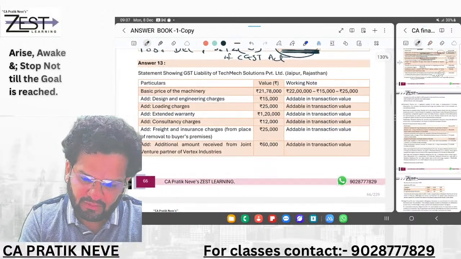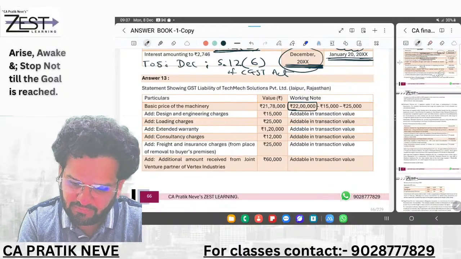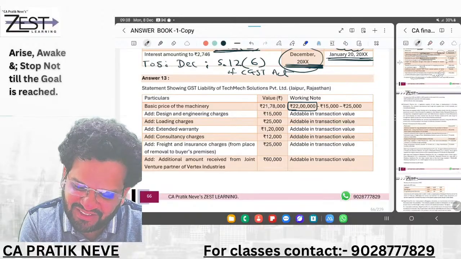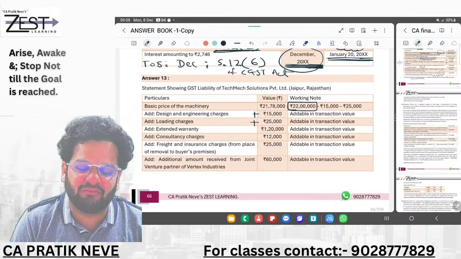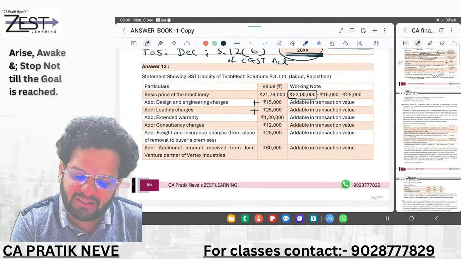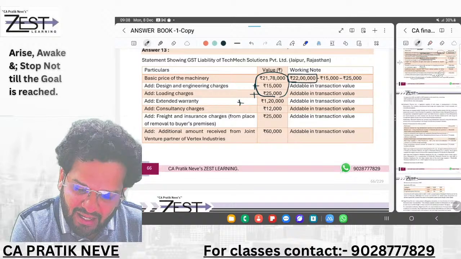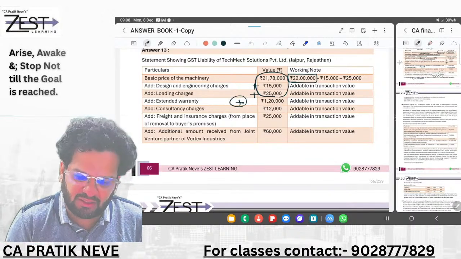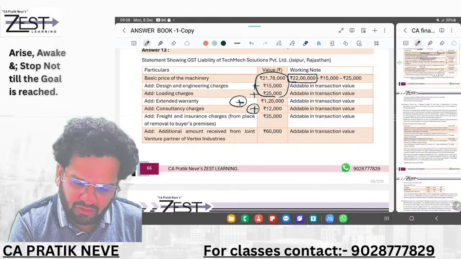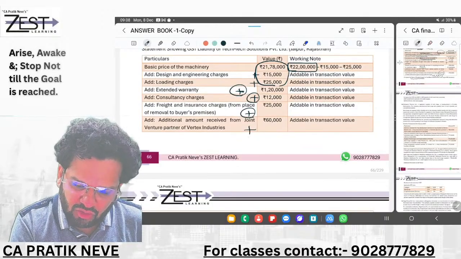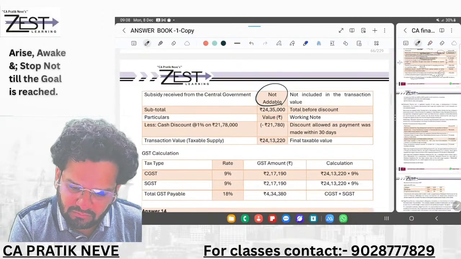See, basic price of machine 22 lakhs. So see, design engineering charges and loading charges. It's okay. This is a way of presentation we have adopted. But you could have directly started with 22 lakhs only. Doesn't make difference. Extended warranty you are adding because it is incidental to supply. Consultancy charges also you are adding. Freight also you are adding. And this also you are adding. But subsidy, as we discussed, neglect. You will get what?